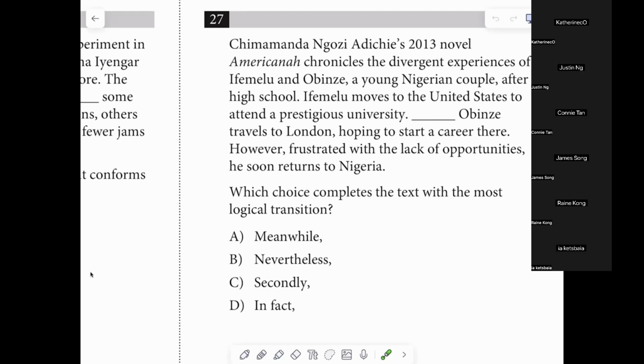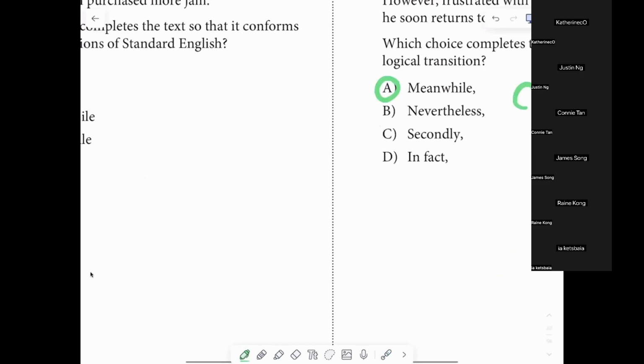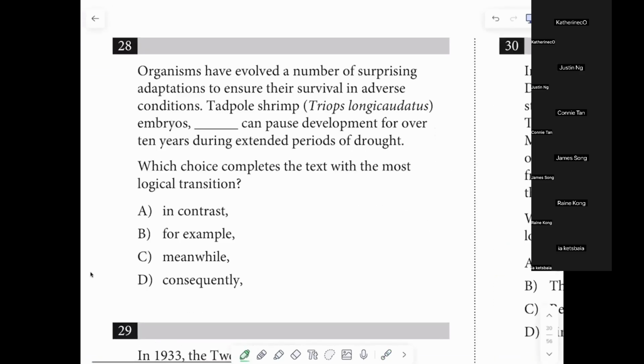Okay, great. So yeah, the answer here is A, "meanwhile." And it is a continua. These 2 things are happening at the same time. So it's like one person's doing this, the other one's doing this. They're in different locations, but it counts as a continua there. All right, fantastic. All right, great. Let's have a look at 28.